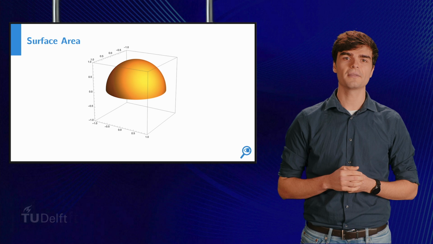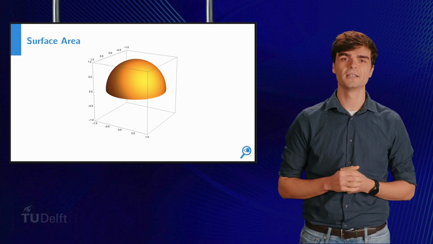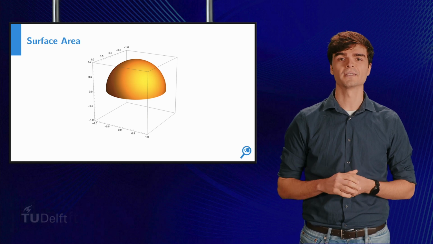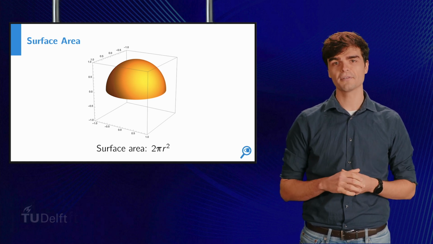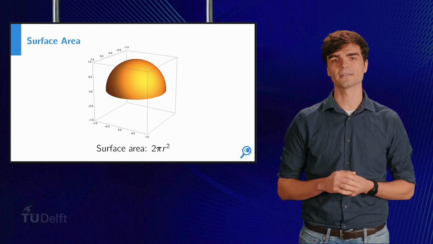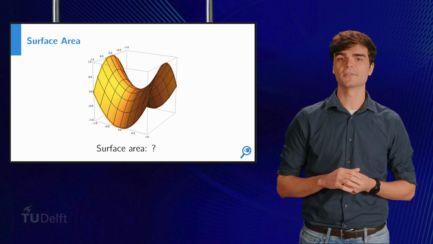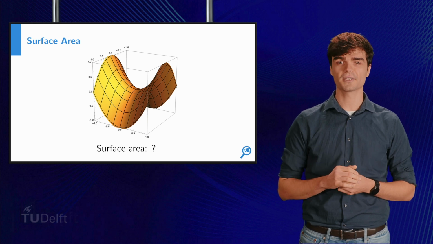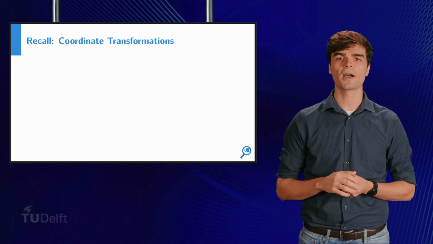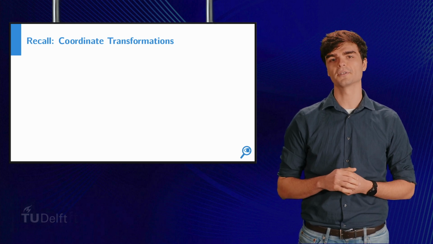Suppose we want to calculate the surface area of half a sphere. This is easy, as you know the formula of the surface area of a full sphere. As we are only interested in half of the sphere, we divide it by 2 to obtain 2 pi times the radius squared. But what if the object we are interested in does not have a known expression for the surface area? The process is very similar to how we calculated the Jacobian for coordinate transformations.